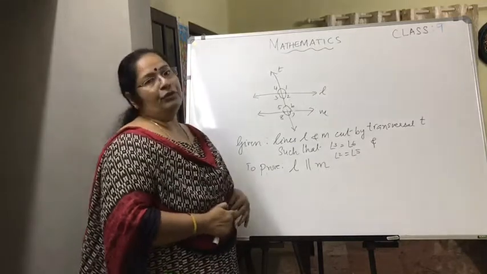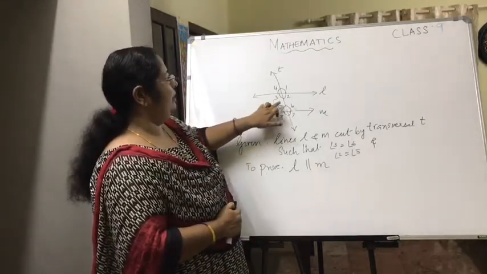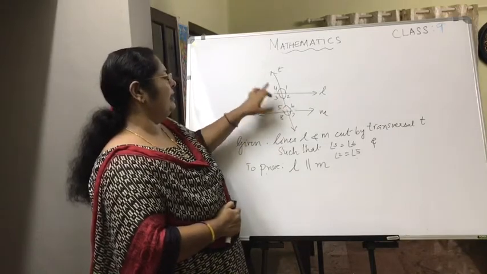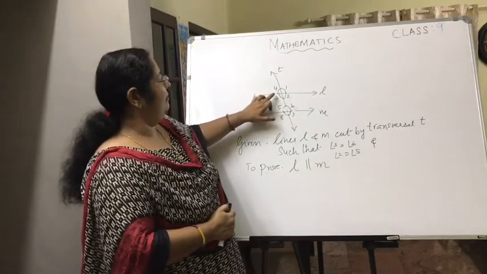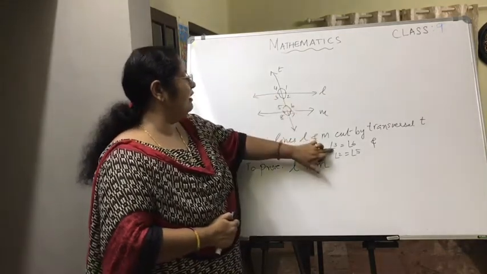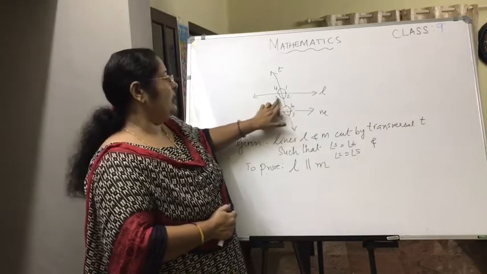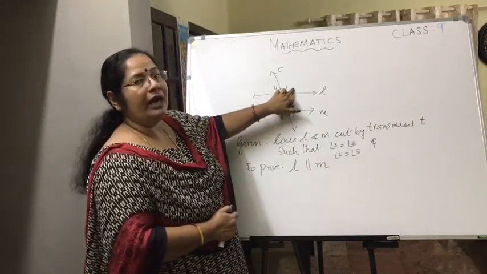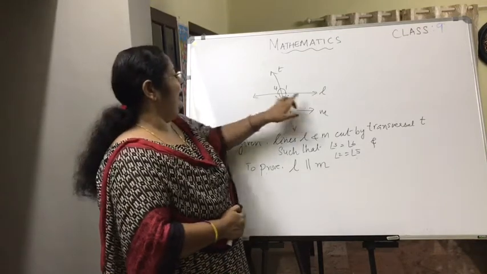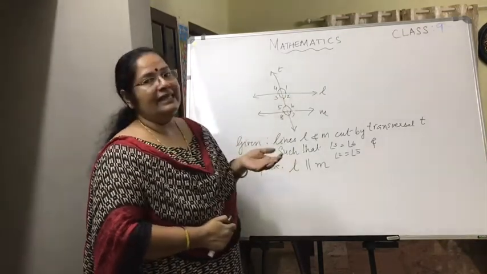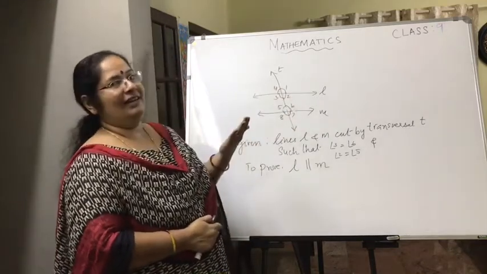Now how are you going to do it? Let us take the given 2 is equal to 5, or you take 3 is equal to 6. Whichever one. I am going to take 3. Angle 3 is equal to angle 6. It is given for us. But 3 is also equal to 1. How? Line L is cut by the line T. Vertically opposite angles.